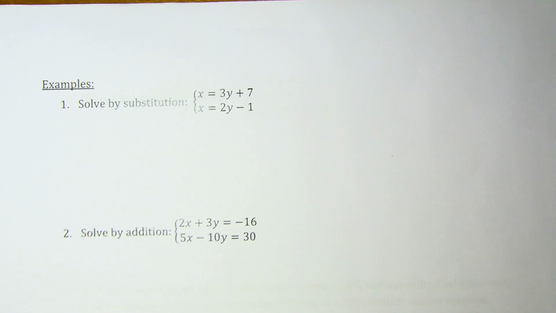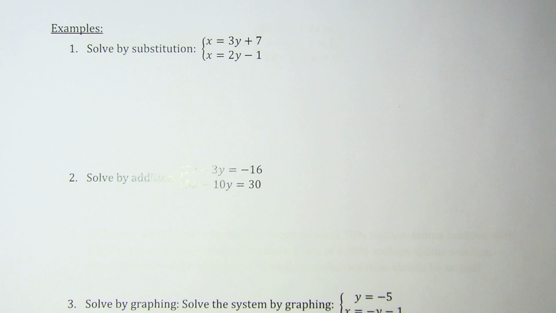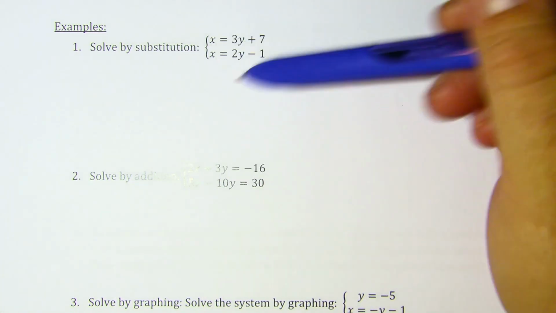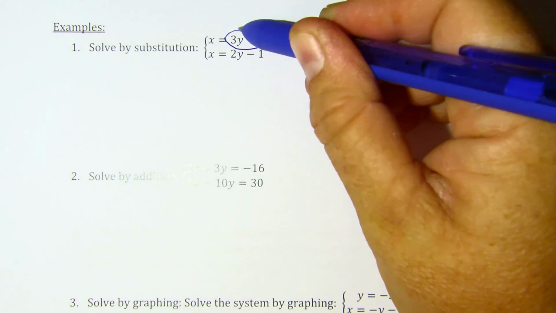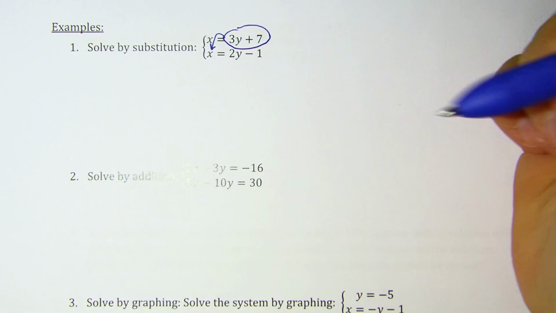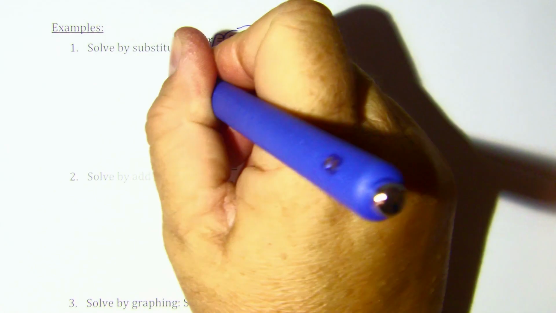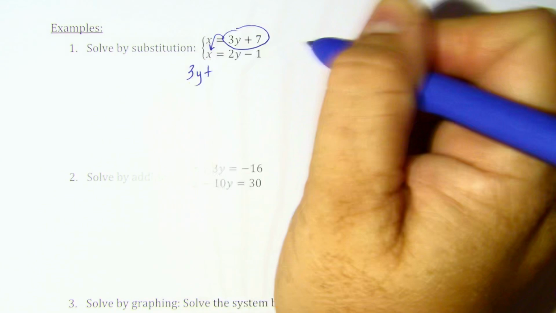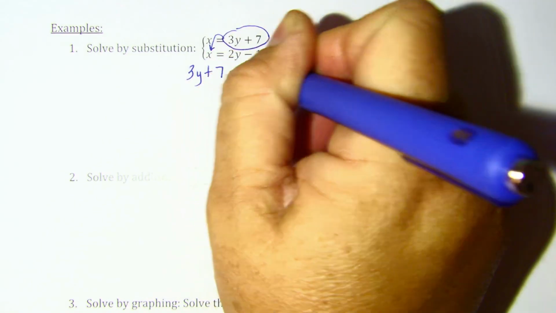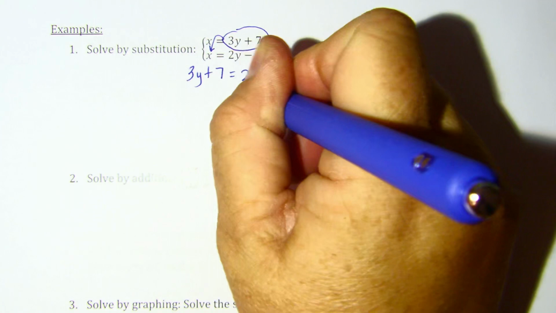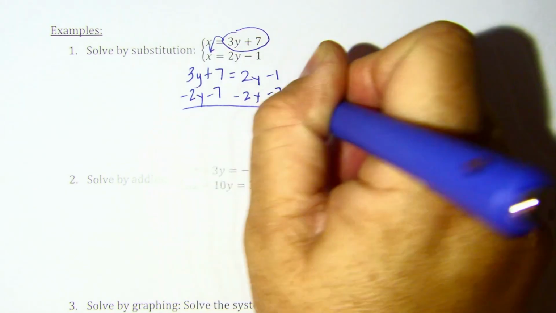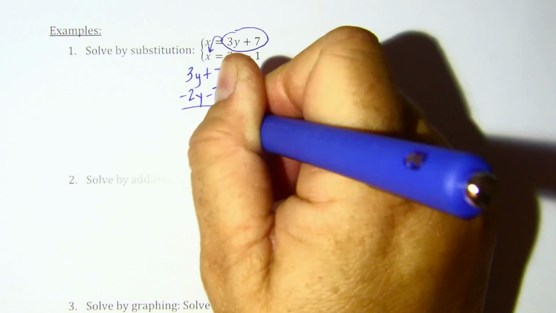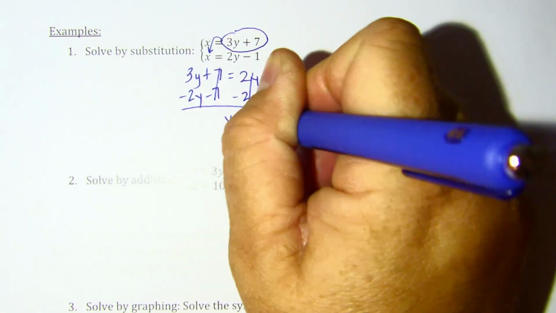And in our first example here, we're asked to solve using substitution, and it's set up for substitution really nicely. We have both of these solved for x. So if x is equal to 3y plus 7, I can substitute that in for x in the other equation. So 3y plus 7 equals 2y minus 1. I can subtract 2y from both sides. I can subtract 7 from both sides. And I have y is equal to negative 8.